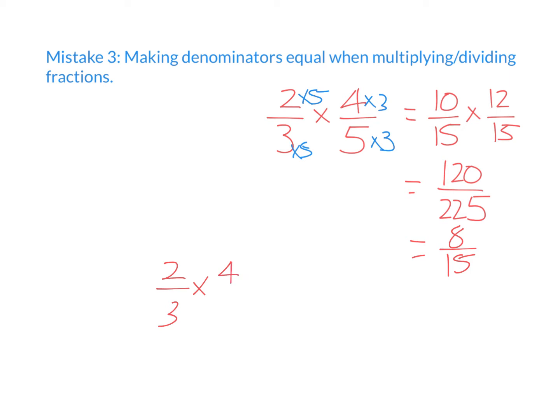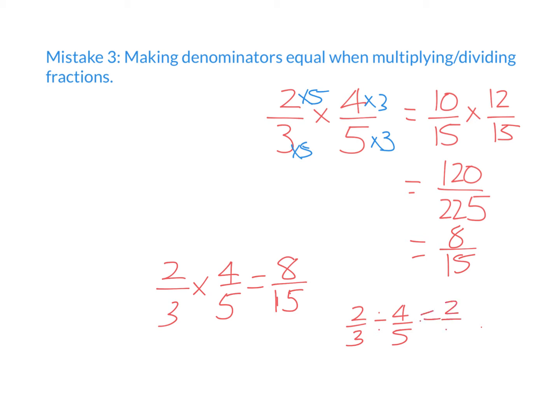Multiplying fractions is actually pretty easy. All you do is multiply the tops, multiply the bottoms, and simplify if you need to. So see how we got the same answer here, but this one took a lot more steps and a lot more brain power. So similarly for dividing, we don't make the denominators equal.